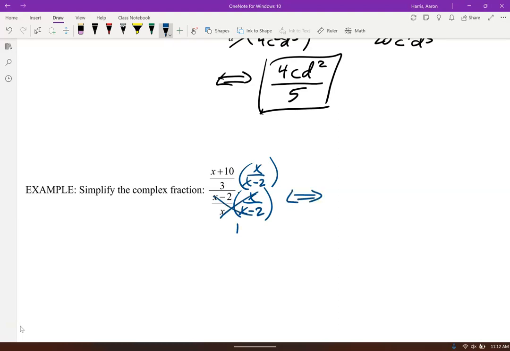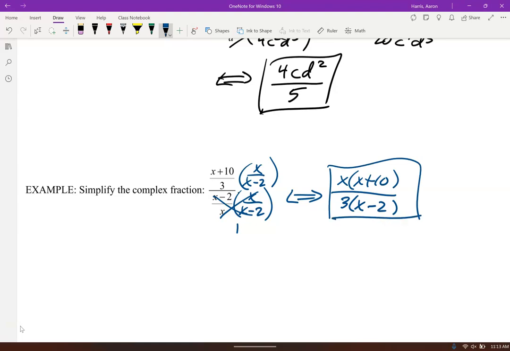So this becomes the numerator times numerator, x times that x plus 10, and then 3 times that x minus 2. Okay, you can leave it right there. We can't reduce it anymore anyways. Or if you feel like it, you can distribute those terms through with the distributive property.